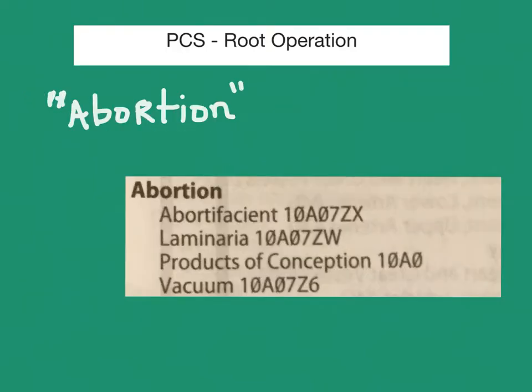When coding for abortion procedures in your PCS codebook, you will code to the obstetrics-related root operation of abortion. So that keeps it pretty simple. As you can see, there are a limited number of subterms listed as options for us as well.